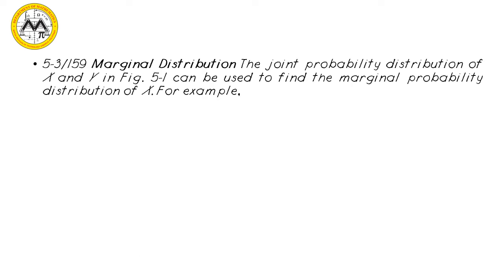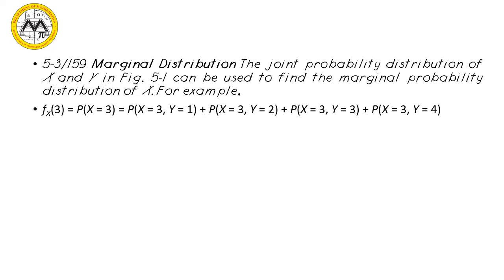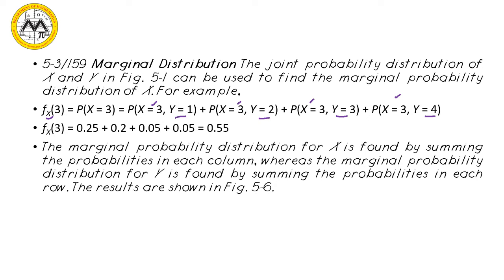The marginal distributions. The joint probability distribution of X and Y can be used to find the marginal probability distribution of X. For example, what we're going to do here is to add all the possible values of f(x, y) for all values of y. So we consider y is 1, y is 2, y is 3, and y is 4 when x is equal to 3. So this is the marginal distribution for X. So adding those values, it would be 0.55. So this comes from the column where x is equal to 3. The marginal probability distribution of X is found by summing the probabilities in each column, whereas the marginal distribution of Y is found by summing the probabilities in each row.